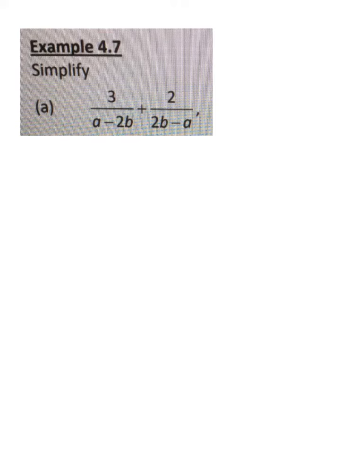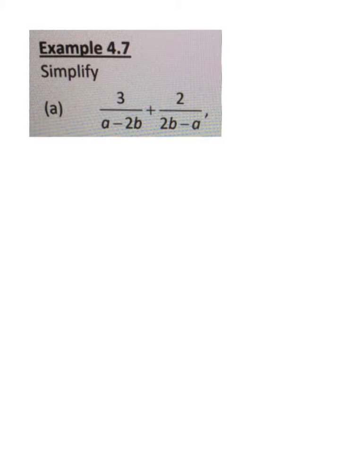Now we want to discuss example 4.7a. We can see that we need to simplify this expression. And this is the sum of two fractions, 係兩個份數相加. And for the addition of fractions, what we need to do first of all is observe the denominator 分母 of these two fractions.